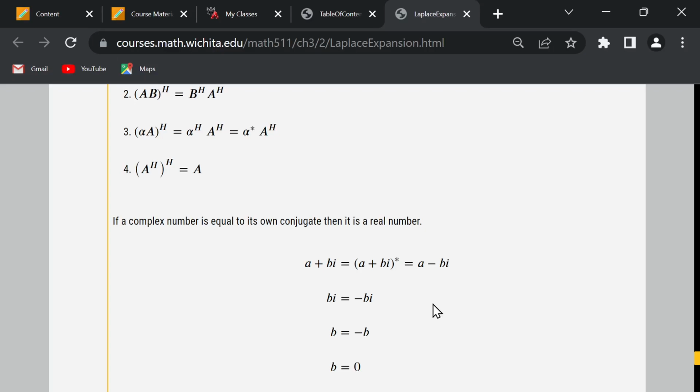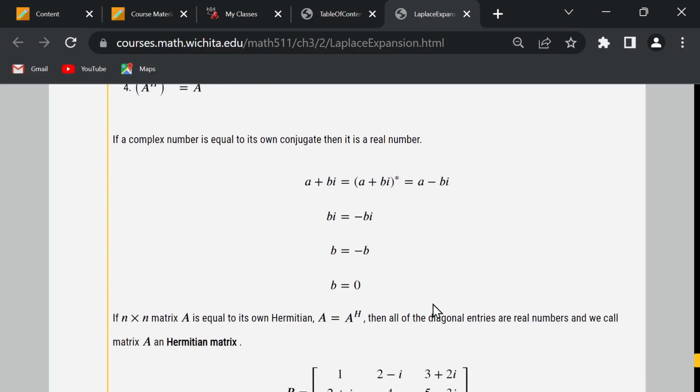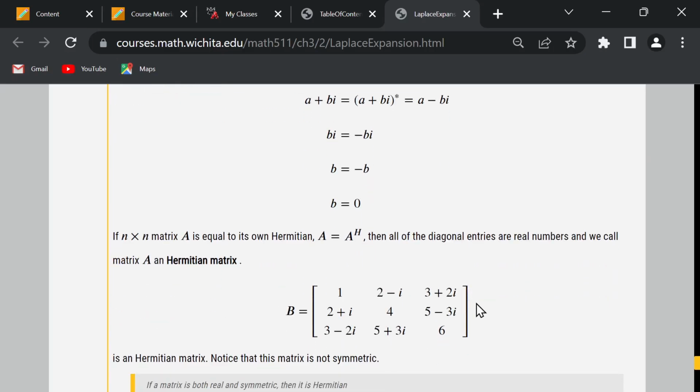What if a number is equal to its conjugate? Well, that means that B has to be 0, right? If A plus BI equals A minus BI, then B has to be 0. What about a matrix that is equal to its own Hermitian? Well, that means the diagonal elements have to be real numbers, right? Because when you conjugate them, they stay in place and they're equal to their own conjugate. This matrix is Hermitian because it's equal to its own Hermitian matrix. Remember that when a matrix equals its own transpose, we call the matrix symmetric. If a matrix is equal to its own Hermitian, we call it a Hermitian matrix.